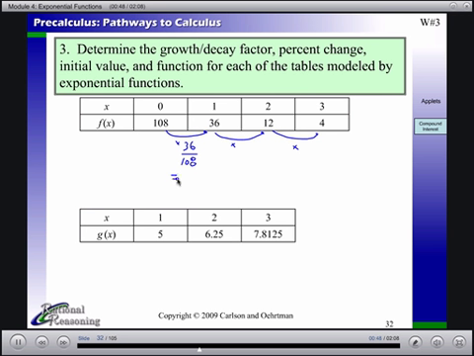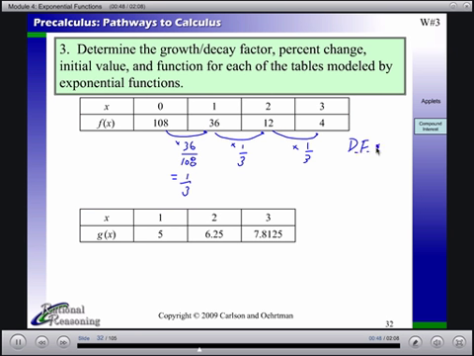And what is that? 1/3? So if this is exponential decay, then 36 times 1/3 should be 12. And 12 times 1/3 should be 4, because that decay factor cannot change. If it changes, it's not exponential, it's something else. Okay? It's got to be the same multiplier. Does it work? Okay, so our decay factor is 1/3.